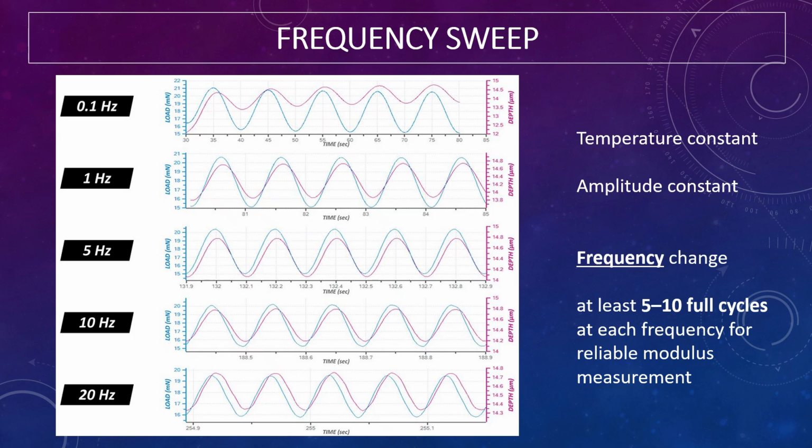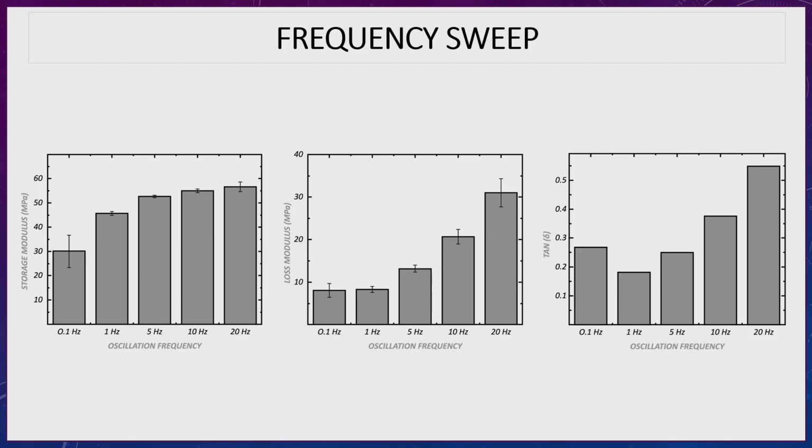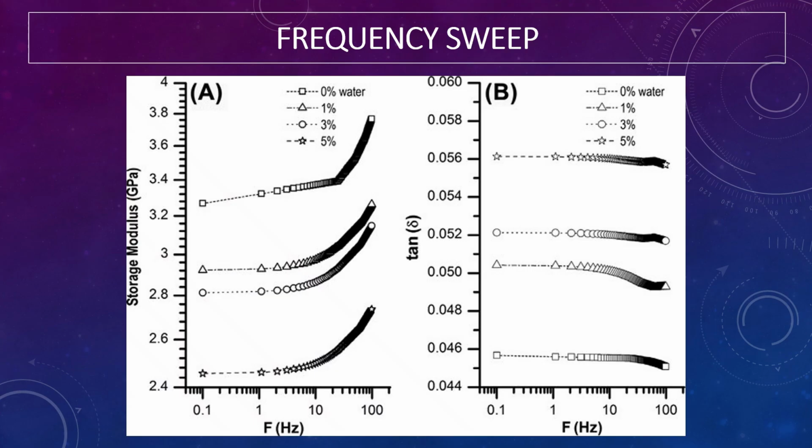Then we come to frequency sweep. The temperature is constant, amplitude is constant, and the only change is the frequency. We take at least 5 to 10 full cycles for each frequency for a reliable modulus measurement. We need to measure the phase change between the stress and strain, so we obtain 5 to 10 full cycles to measure it on average, or to take the effective part of the measurement. And then here is the graph after converting from the stress and strain. Here's another example of a frequency sweep.